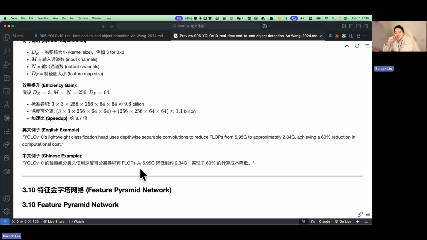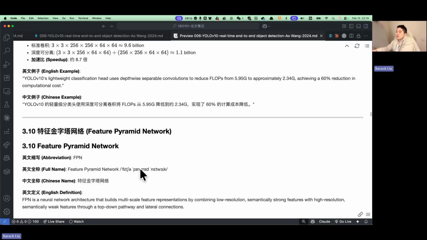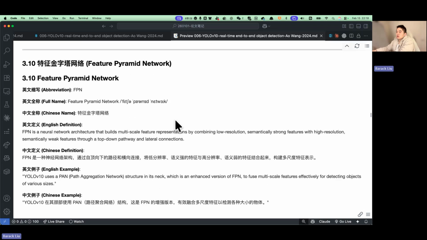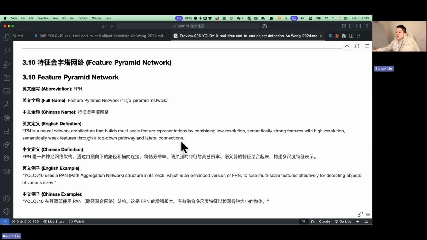From a theoretical perspective, Term 10, feature pyramid network. FPN is a neural network architecture that builds multi-scale feature representations by combining low resolution, semantically strong features with high resolution, semantically weak features through a top-down pathway and lateral connections.